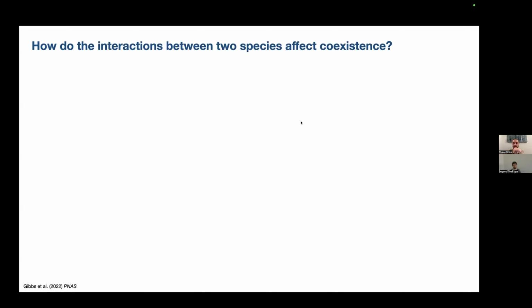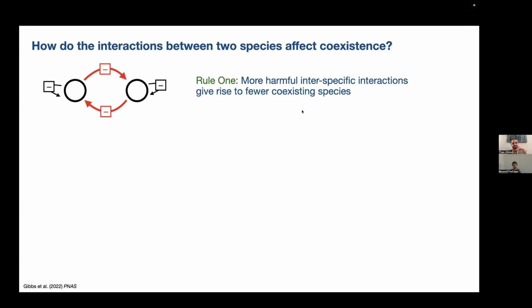So before I show you some predictions from the cavity method, I just want to back up for a second and ask, what do we expect for how interactions in general affect species coexistence? For that, I'm going to consider the simplest possible case in ecology, which is just two interacting species, and I'll tell you some verbal rules which describe the dynamics of this case. We know that more harmful interspecific interactions give rise to fewer coexisting species. This is just the idea that as the interspecific interactions become stronger, they'll eventually overwhelm the strength of intraspecific regulation and lead to exclusions.